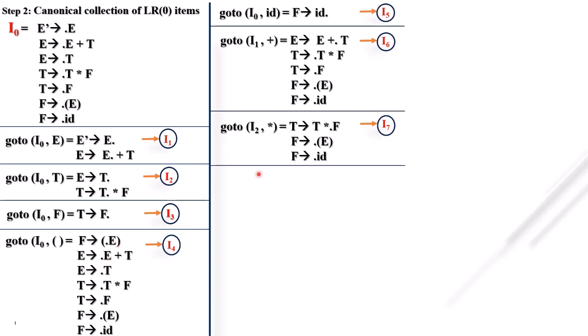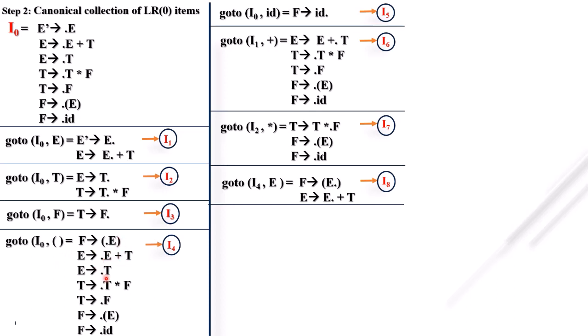So what is our go to operation? Go to I4 E, then we have to write F tends to opening bracket capital E dot closing bracket, and here also one E will be there. So we have to write E tends to E dot plus T. Okay, there is no non-terminal E where the dot is before that capital E. There is no other E. So we stop here, and this is also a completely new production, so we have to give a name I8. So I4 E is completed, these two are completed.